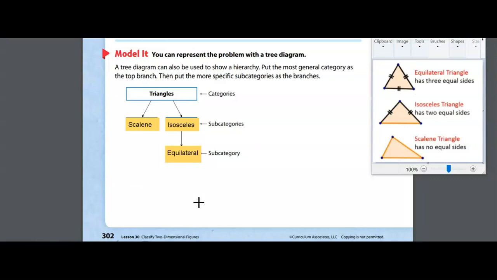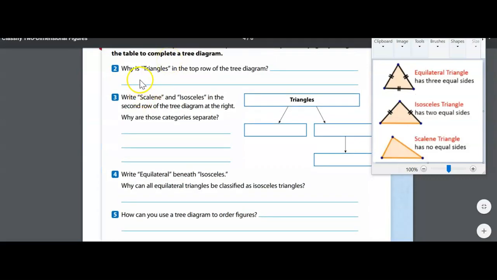So our tree diagram should look as follows: scalene, isosceles, which are the first set of subcategories, and equilateral, which is the most specific type of triangle. Let's turn to the next page. Question 2 says, why is triangles in the top row of the tree diagram? As previously stated, triangles is the most general category, which is why it is at the top of our tree diagram. So let's go ahead and pause the video and write your response in the space below.